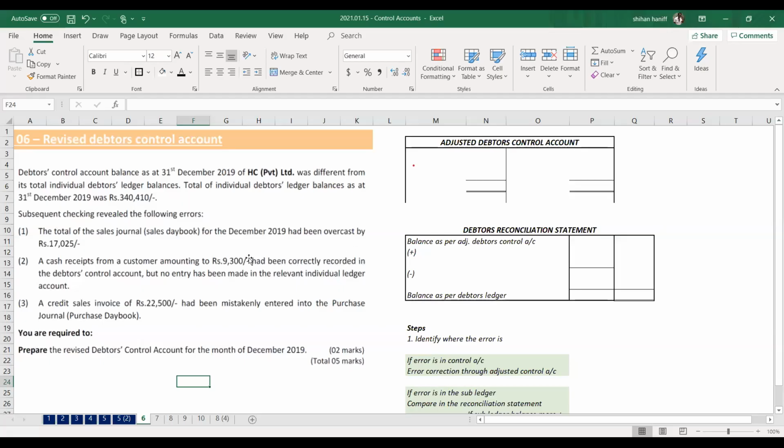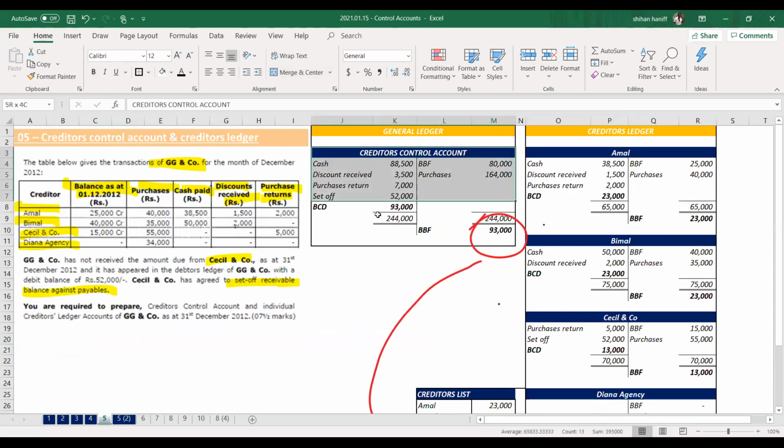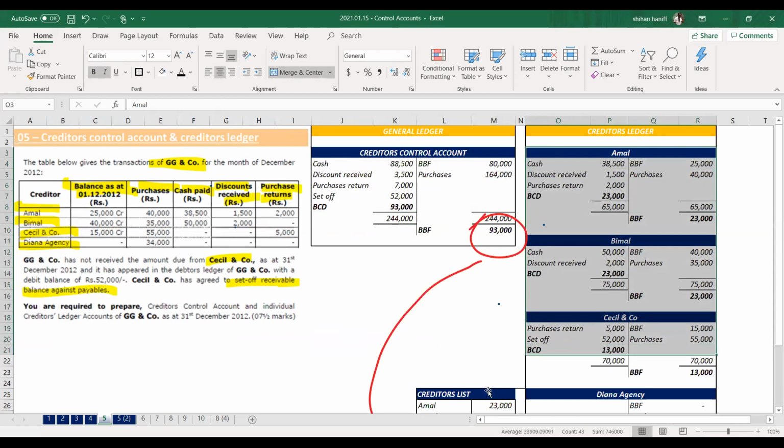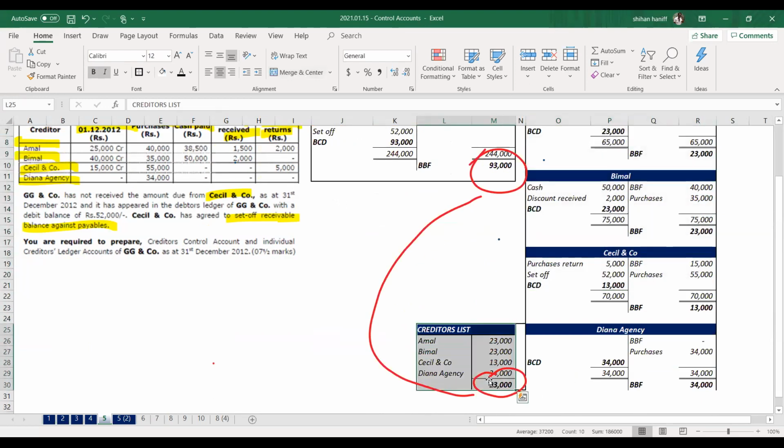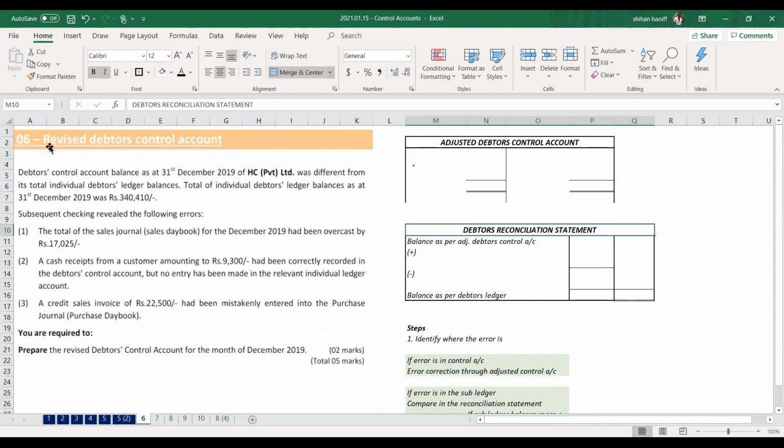Today, what we are going to discuss is the reconciliation statement. This is a very important area in the syllabus in this chapter. So I hope you have basic knowledge on preparing the control account and individual accounts with the list. Okay, right. So let's do this example.